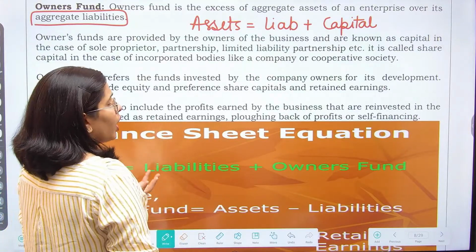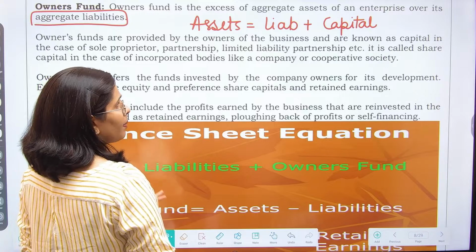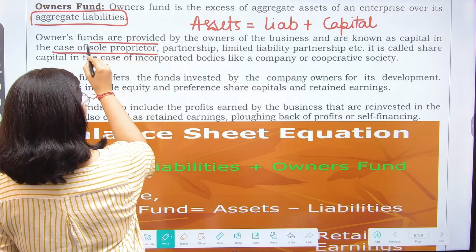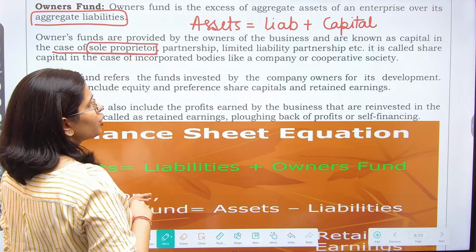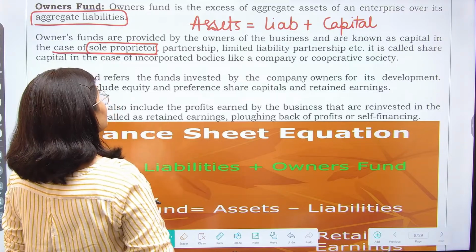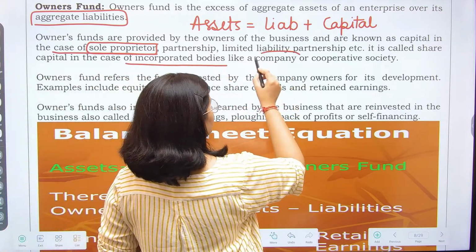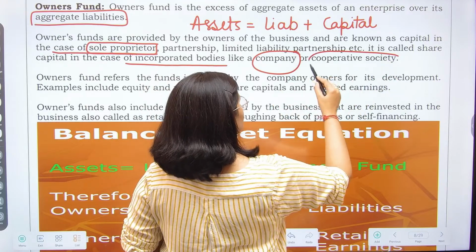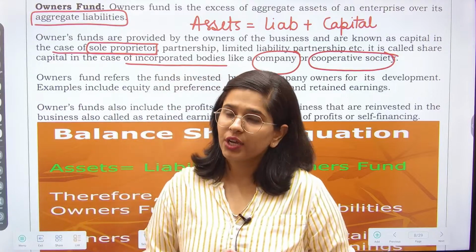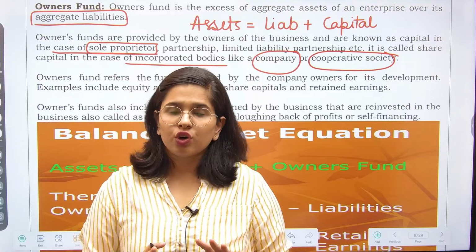Now there are a few things that have been provided. Owner's funds are provided by the owners to the business and they are known as capital in case of a sole proprietorship, right? So in case of a sole proprietorship we call it capital. For a partnership also we call it capital, right? It is called share capital in case of incorporated bodies like companies or cooperative societies, right? So for such bodies we call the owner's fund share capital and for other bodies we call it just capital. So this is the thing.